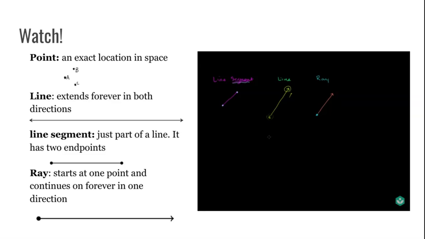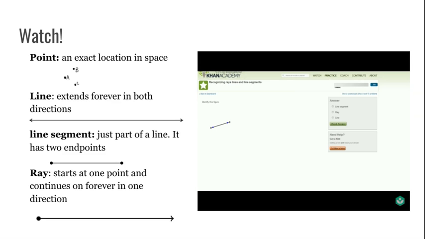Now, with that out of the way, let's actually try to do the Khan Academy module on recognizing the difference between line segments, lines, and rays. I think you'll find it pretty straightforward based on our little classification right over here. So get the module going. There you go. All right.